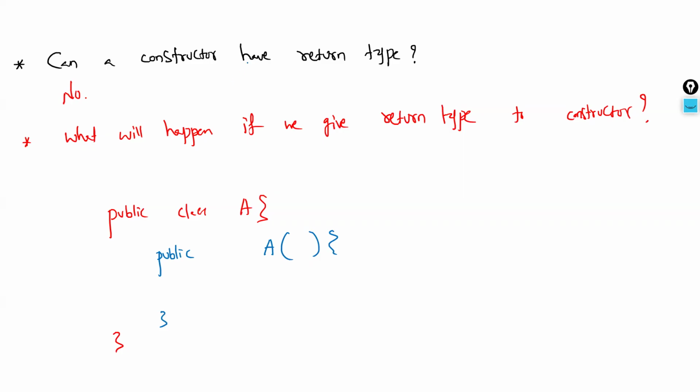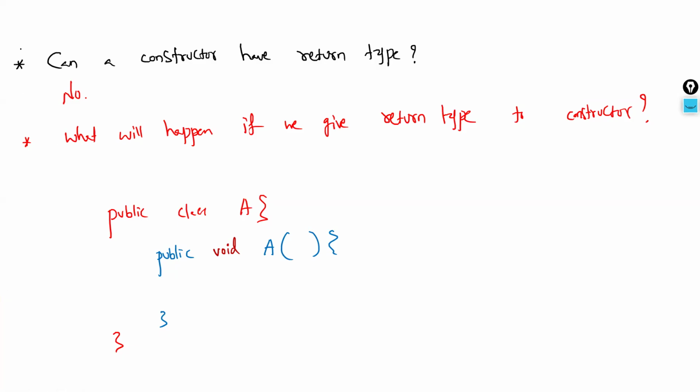Now here, previously we discussed that constructor should not have a return type. Then if we forcefully give some return type, void. So that's my second question. What will happen if we have a return type for a constructor? Is it a compile time error? No. Then what will happen? Constructor will become a method.